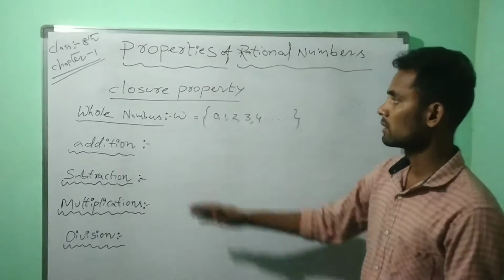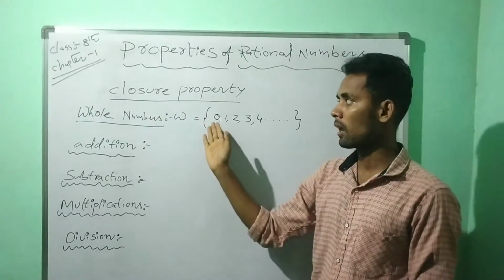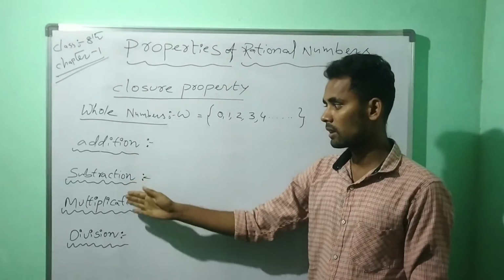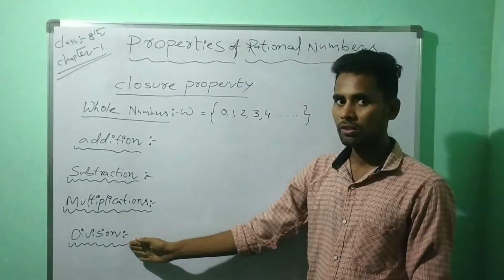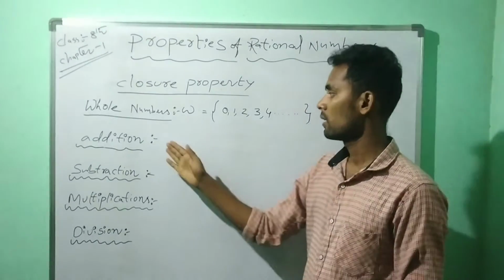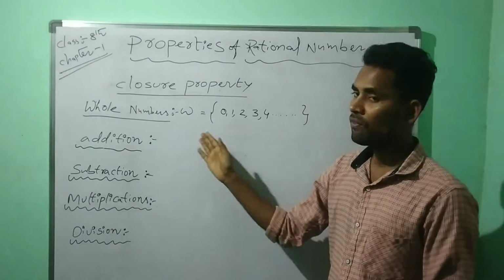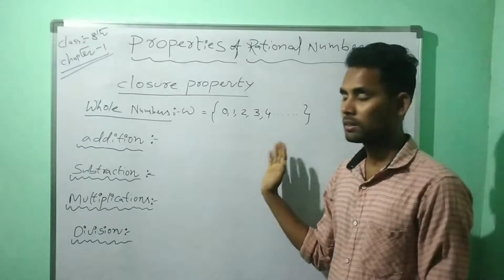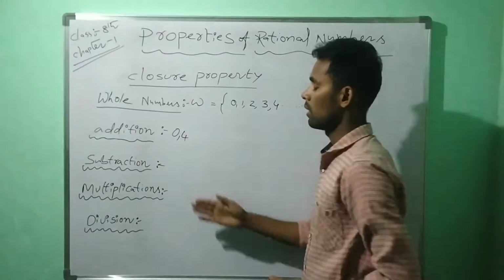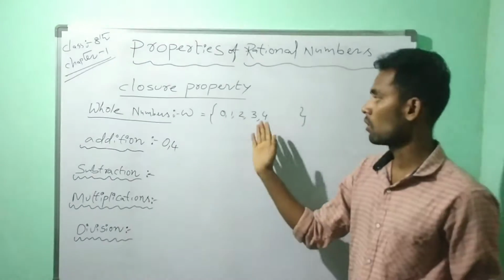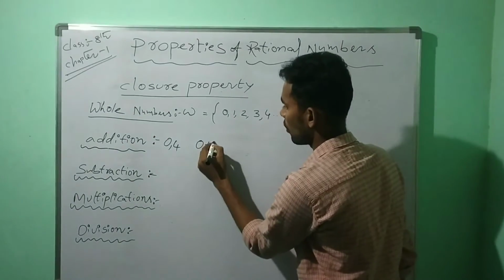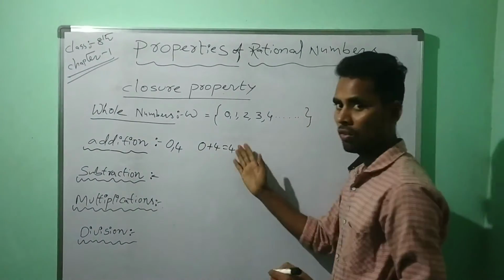Now let us discuss closure properties in whole numbers under four operations: addition, subtraction, multiplication, division. So let us discuss addition. What is the sum of any two whole numbers? For example, 0, 4. These are also whole numbers. What is the sum? 0 plus 4 equals 4. 4 is a whole number.